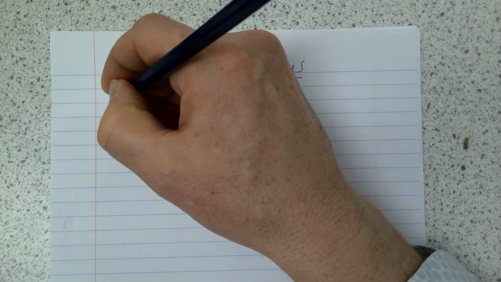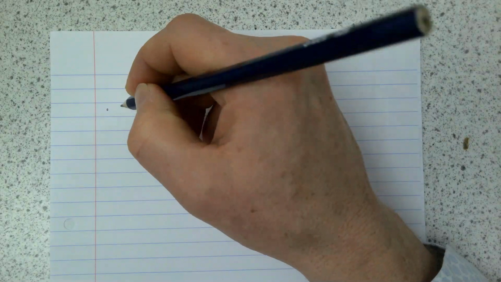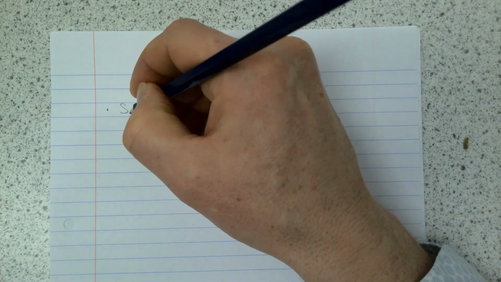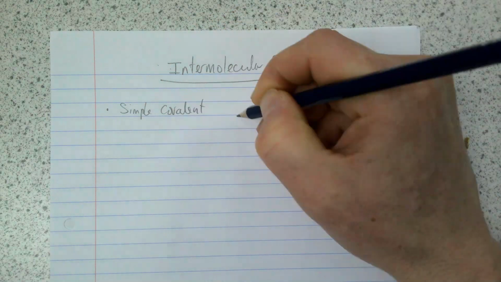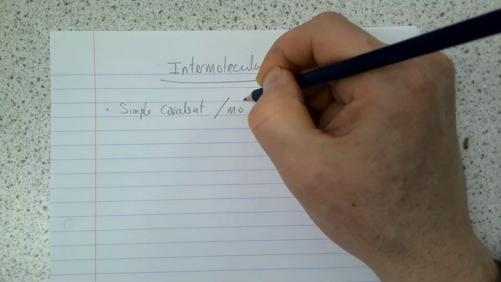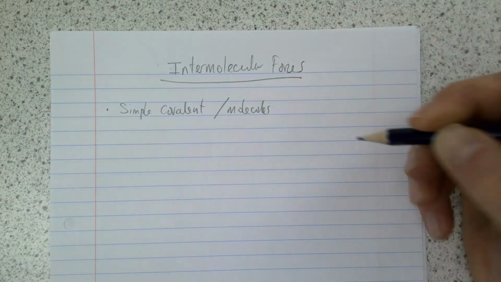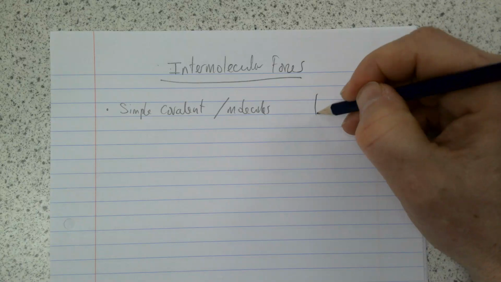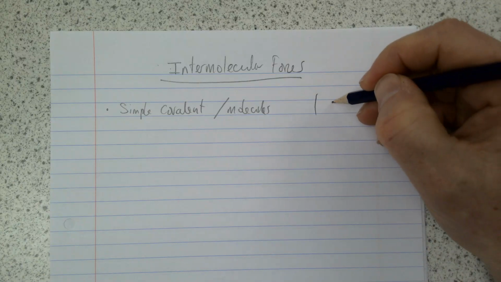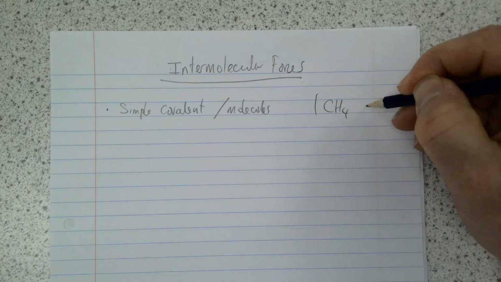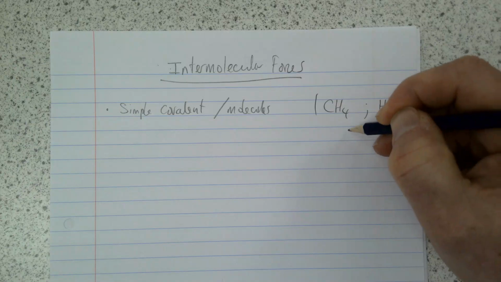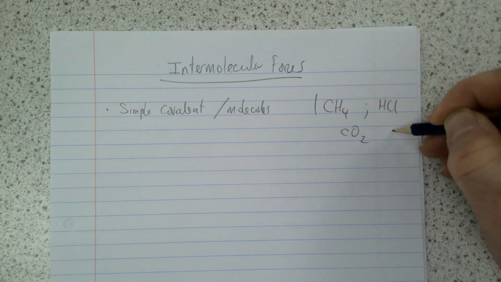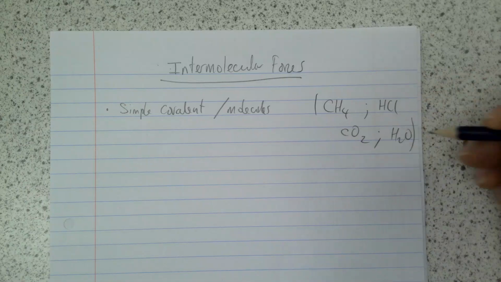So you need to know intermolecular forces are things that happen between molecules. In other words, things that are simple covalent. So the word molecule refers to things that are simple covalent, which means they're going to be, largely speaking anyway, non-metal atoms bonded together, like, for example, methane or HCl or CO2 or water, things like that. Things made of non-metals typically.